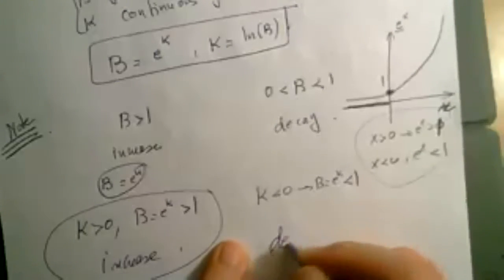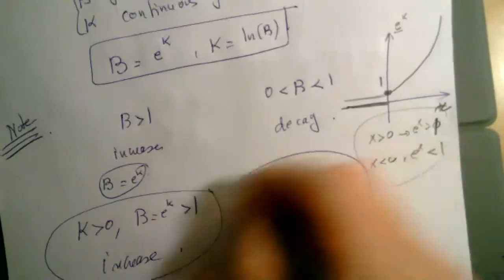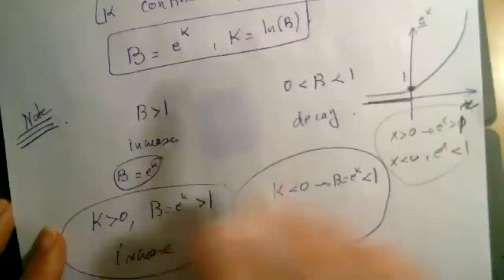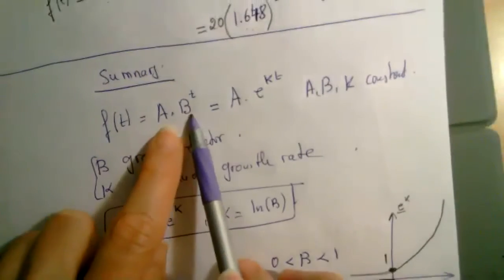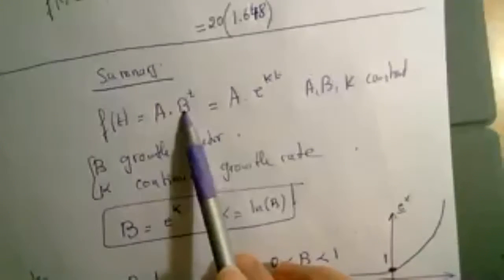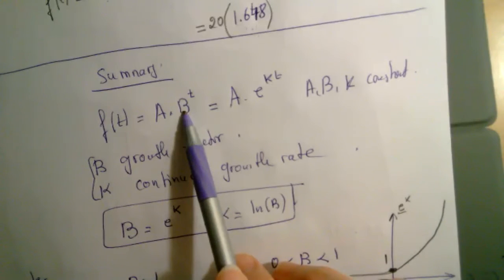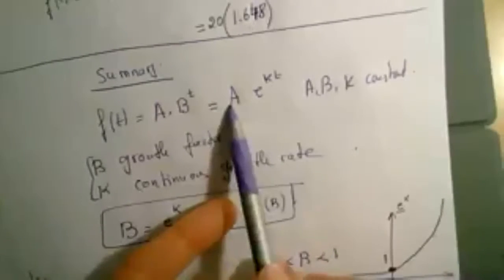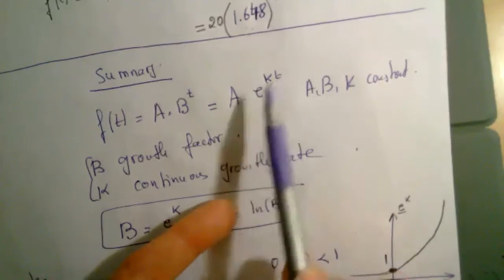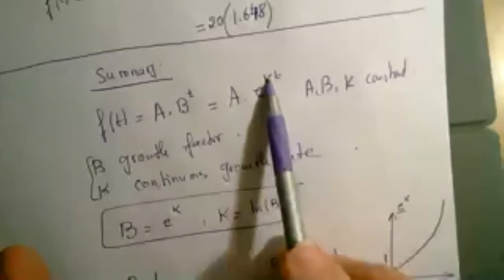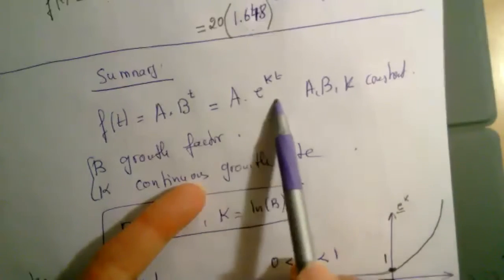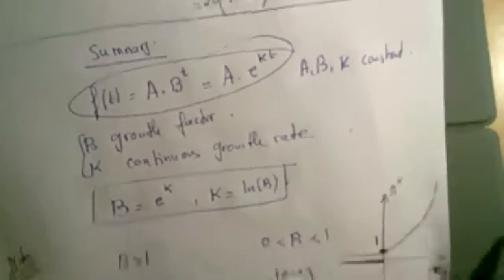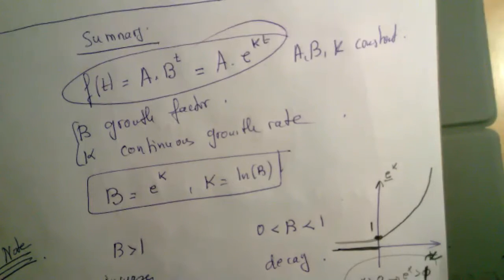It means I will have a decay. So if my exponential is given by a b to the t, we have growth if b is bigger than 1, and decay if b is less than 1. If my exponential is given by a e to the kt, we have growth if k is positive, decay if k is negative. Very important to know the behavior of a e to the kt.